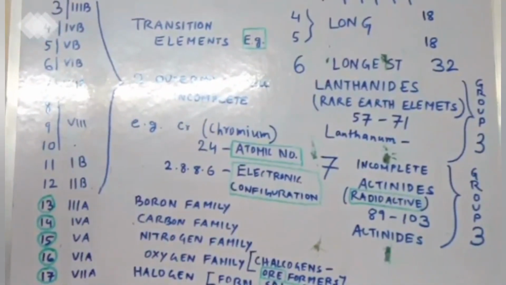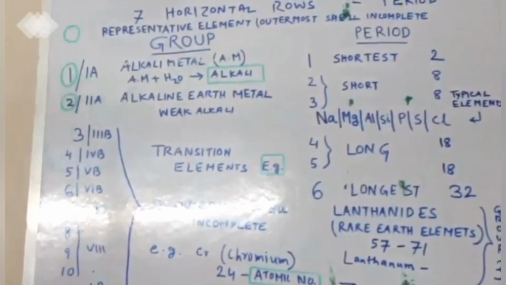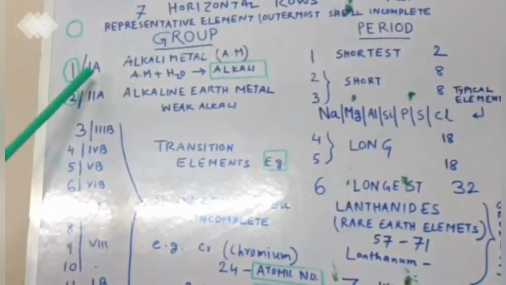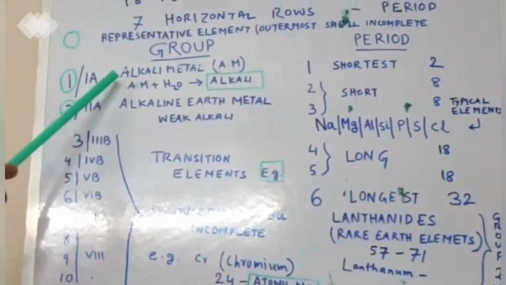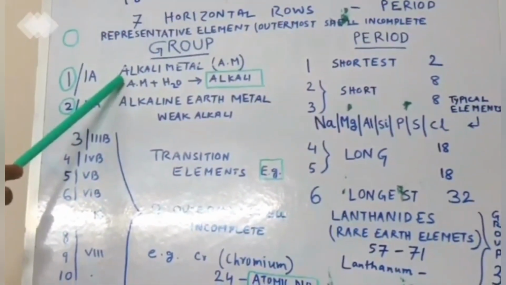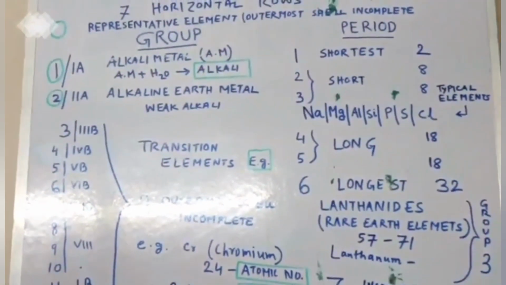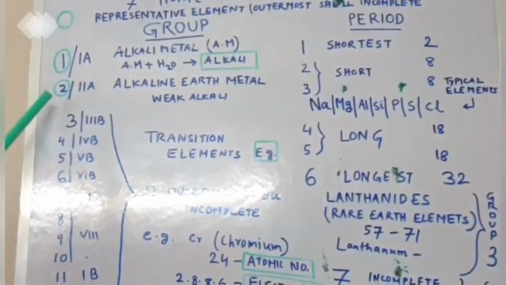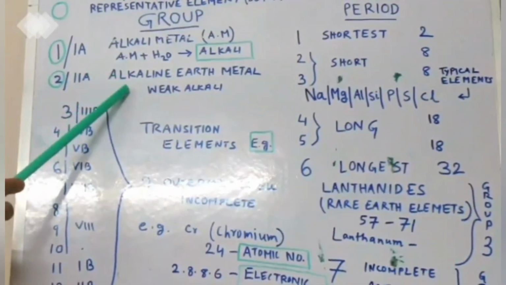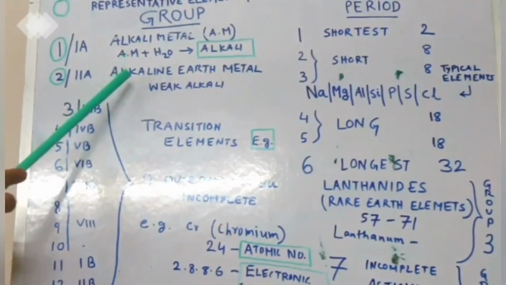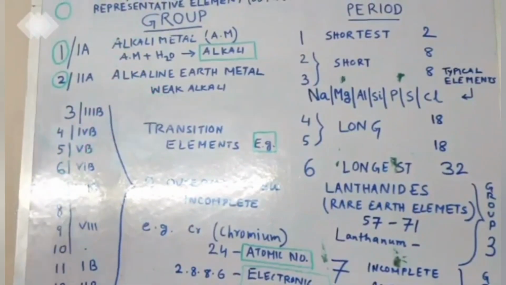Now group number 1, which is also known as 1A, this is Roman 1A, consists of alkali metals. Now alkali metals when reacting with water give rise to alkali. Group number 2, also known as 2A, consists of alkaline earth metals. These alkaline earth metals when reacting with water give rise to weak alkali.